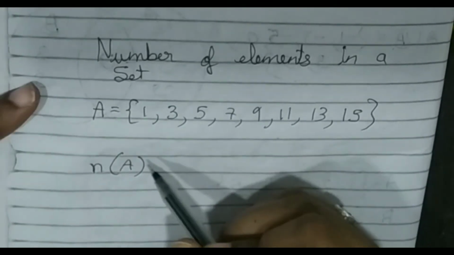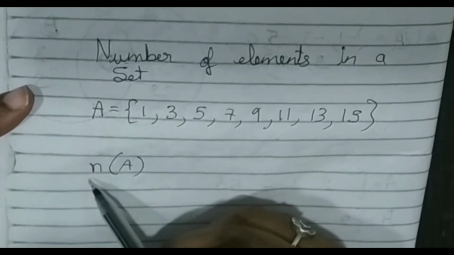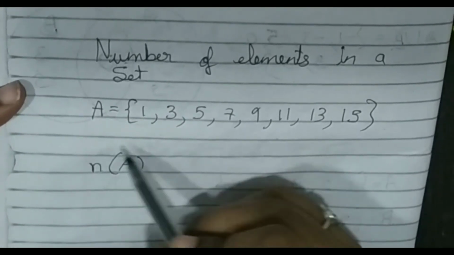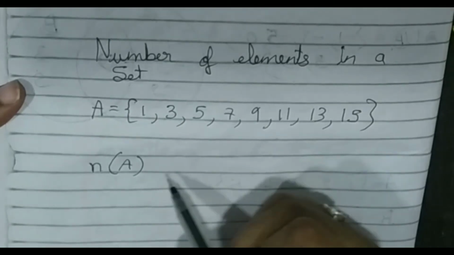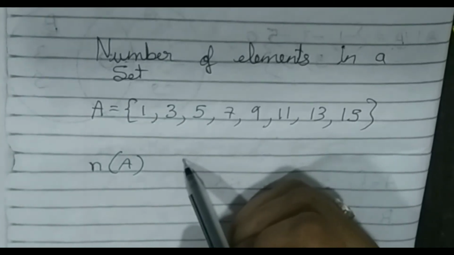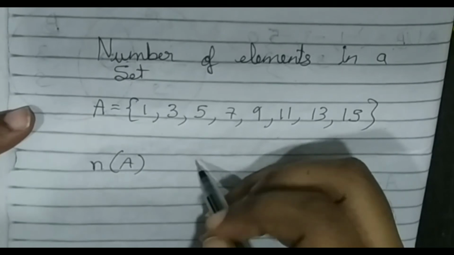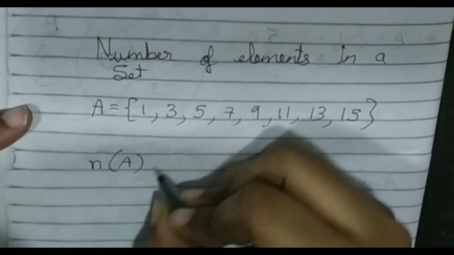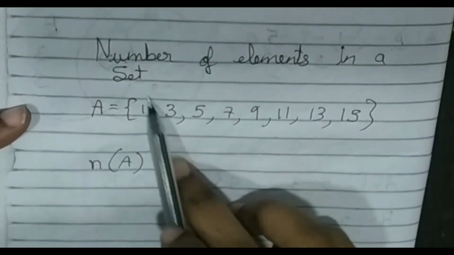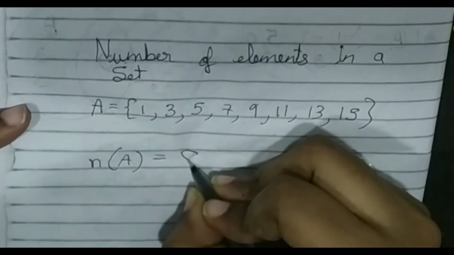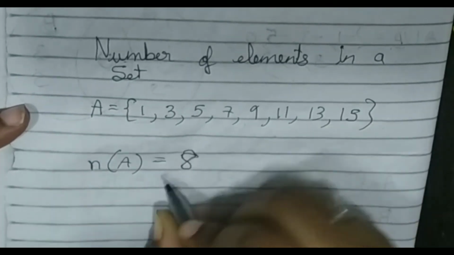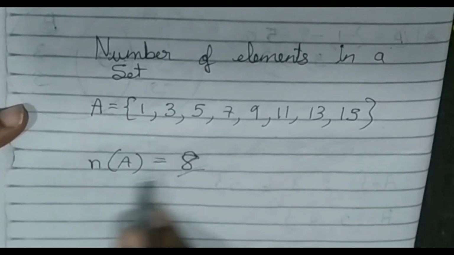So how will we denote it? We denote it like this. We put a small n and inside a round bracket we put the name of the set, that is set A. We call this the number of elements of set A, that is n(A), equal to how many elements we just counted? 8 elements. So this is the number of elements of a set.